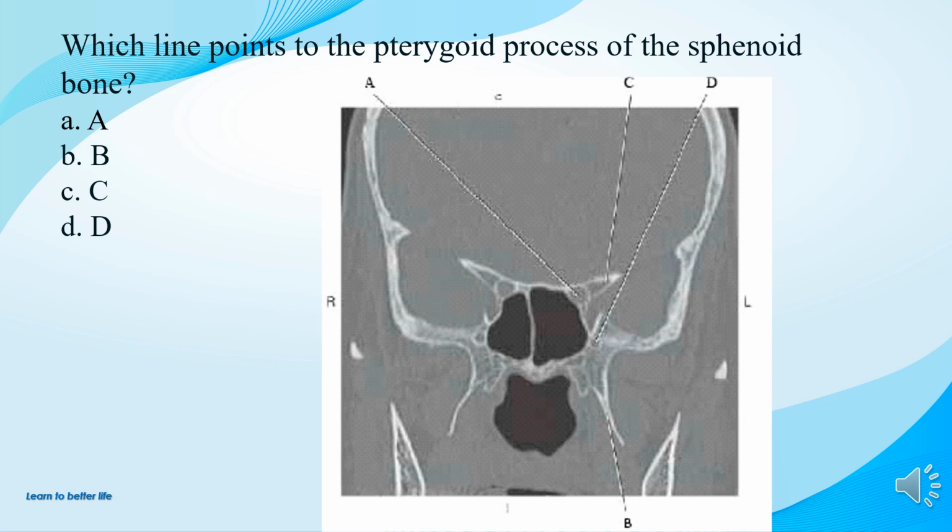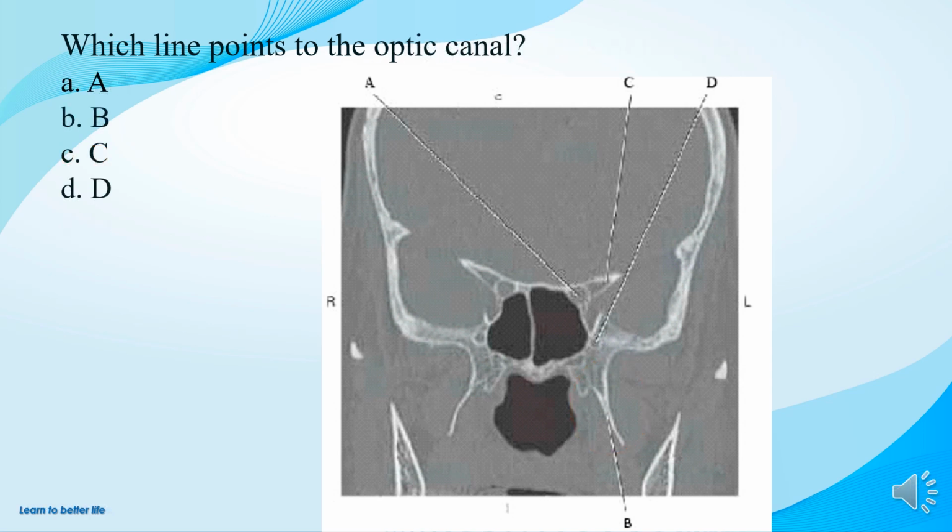Which line points to the pterygoid process of the sphenoid bone? A, B, C, or D? The answer is B. What about the optic canal? A, B, C, or D? The answer is A.